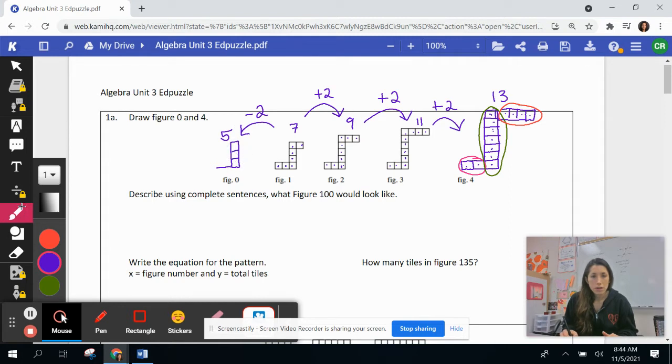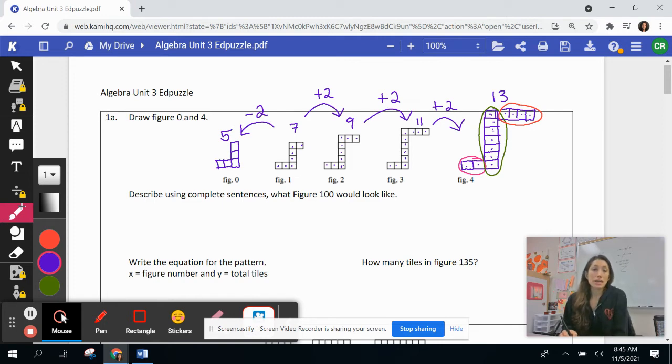So we've got our 3 and then our 2 here. And so if you remember, we talked about how this tall section in the middle is 3 more than the figure number, so that makes sense. And then we still have those 2 tiles hanging out on the left side.